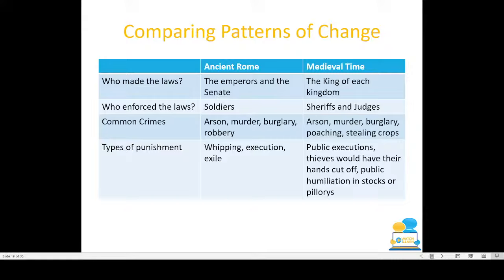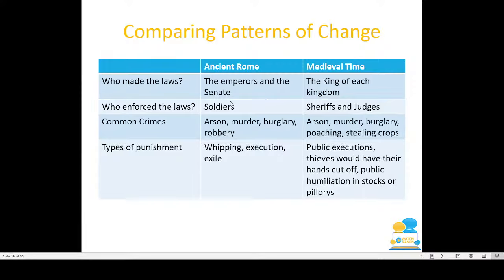So we're going to compare our patterns of change. Once again, I've filled in the section on the right, which is our medieval time. Who made the laws? It's the king of each kingdom. This is different: in ancient Rome, the emperors and the Senate would make the laws. The emperors ruled over a large empire, whereas these kingdoms would have been much smaller, so each kingdom would have their own laws.